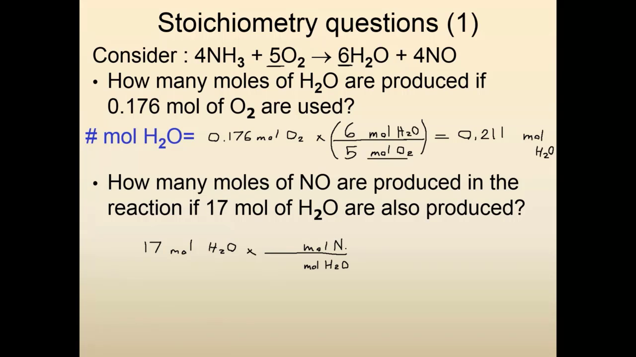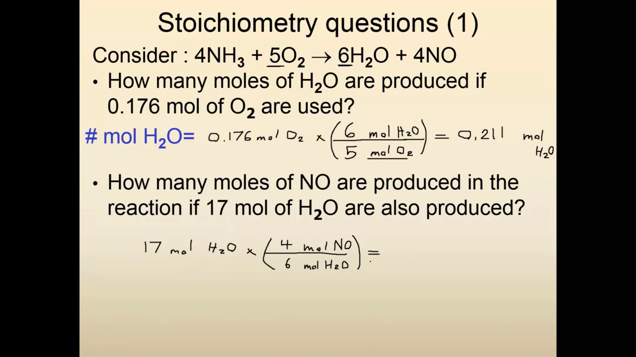I don't put numbers until I put my units. Otherwise, I run a very high risk of putting the wrong thing. All right, so what number goes on top? 4. Yep. And what number goes on bottom? 6, yeah. There's a 6-to-4 ratio in the balanced equation. When converting from one substance to another, I use the coefficients from the balanced equation.